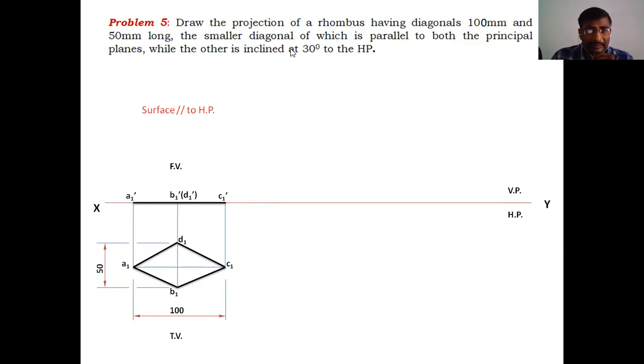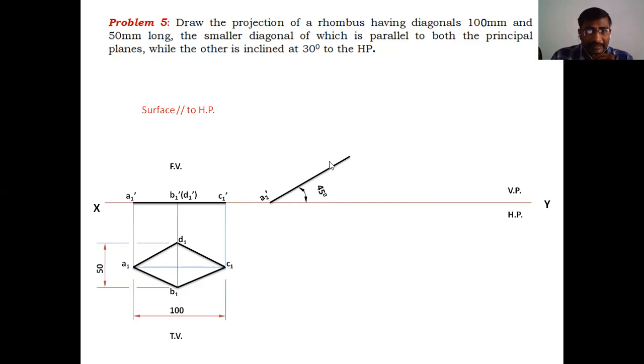How much inclination? That is 30 degrees. In this case, the longer diagonal is 30 degrees to the HP. We have to rotate this longer diagonal, that is A1 dash C1 dash, the longer diagonal in the front view, so that it is 30 degrees to the HP, that is 30 degrees to the XY line. So locate one point on the XY line somewhere else, that is located as A2 dash. That A1 dash becomes A2 dash in the second stage. Then draw a line which is 30 degrees from A2 dash. This is the 30 degrees line. The angle is 30 degrees with XY.